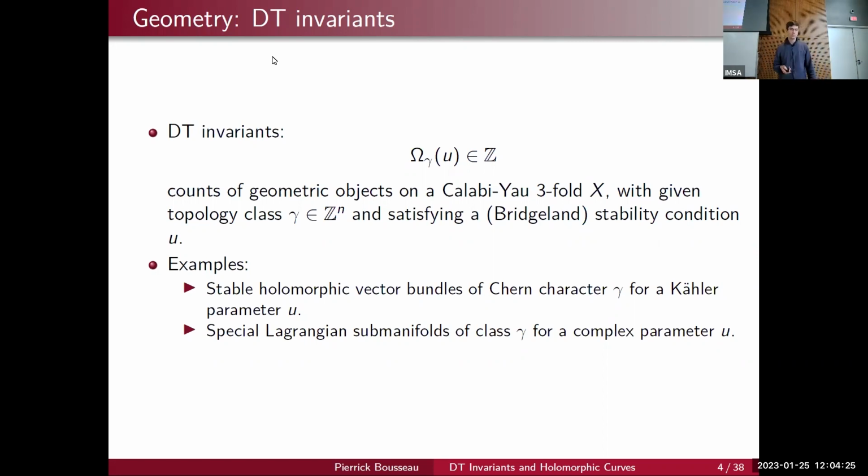Okay, so here I mention two examples. You might count things like stable holomorphic vector bundles or coherent sheaves of given Chern character γ, where the stability is determined by a Kähler parameter u. Or you can consider the mirror version, where you're counting special Lagrangian submanifolds of given homology class γ, where the stability is determined by a complex parameter u.